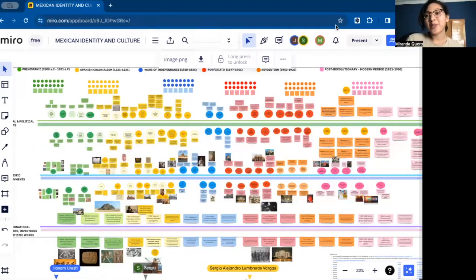What you're seeing on the screen right now is how Mexican identity was shaped during the past years. In this video, we are going to talk specifically about the Prehispanic and Spanish colonialism periods, which are in green color and in yellow color.